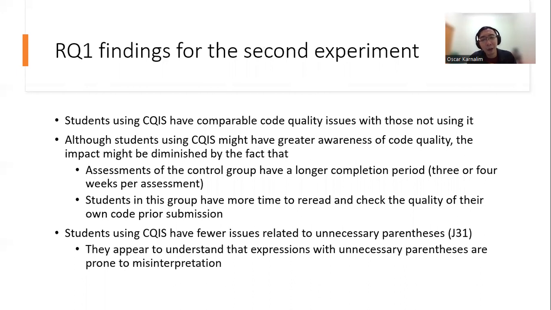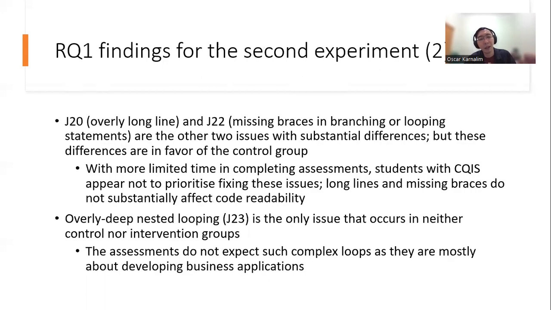Students with CQIS have fewer code quality issues related to unnecessary parentheses. They appear to understand that expressions with unnecessary parentheses are prone to misinterpretation. G20, which is overly long line, and G22, missing braces in branching or looping statements, are the other two issues with substantial differences. But these differences are in favor of the control group. Why? With more limited time in completing assessments, students with CQIS appear not to prioritize fixing these issues. Long lines and missing braces do not substantially affect code readability.